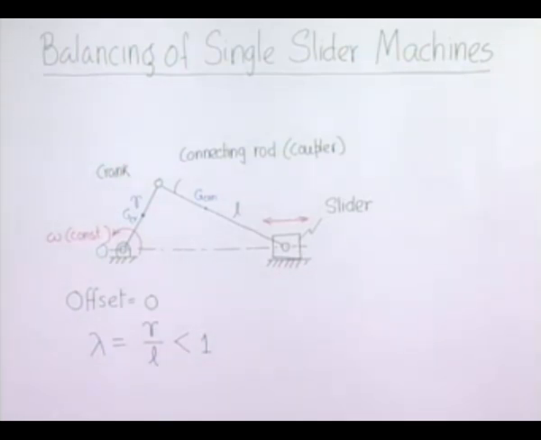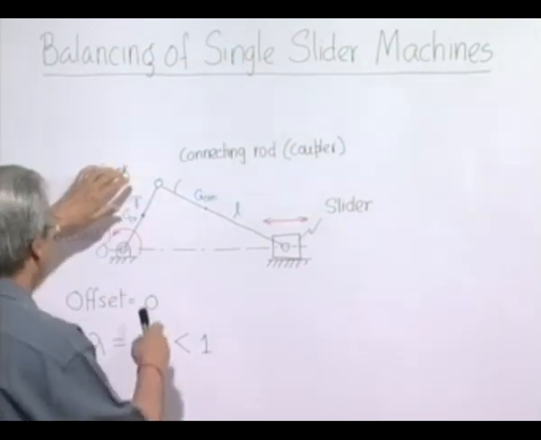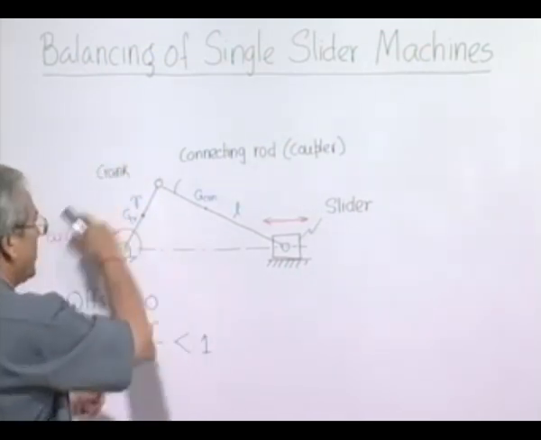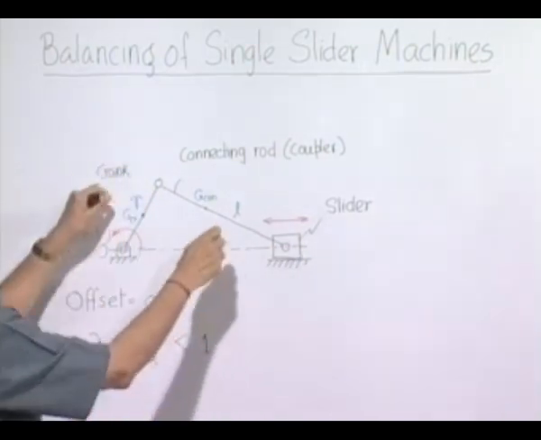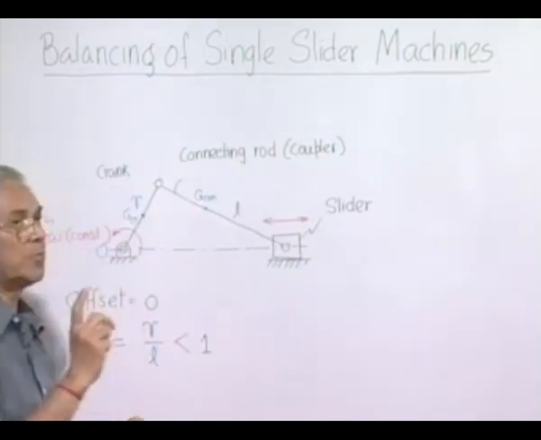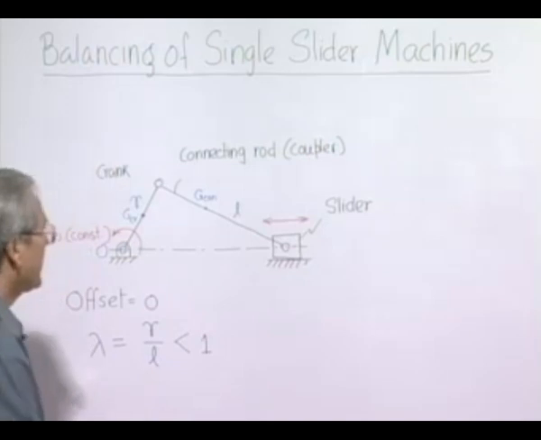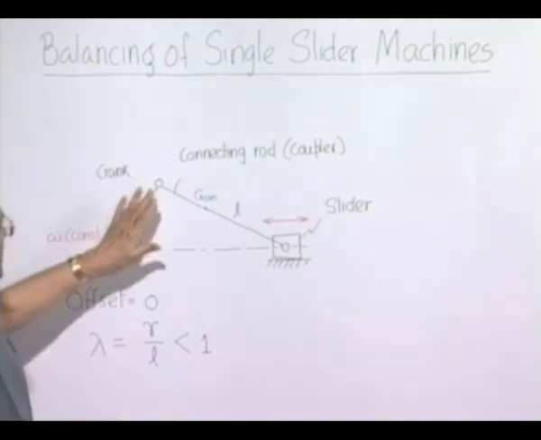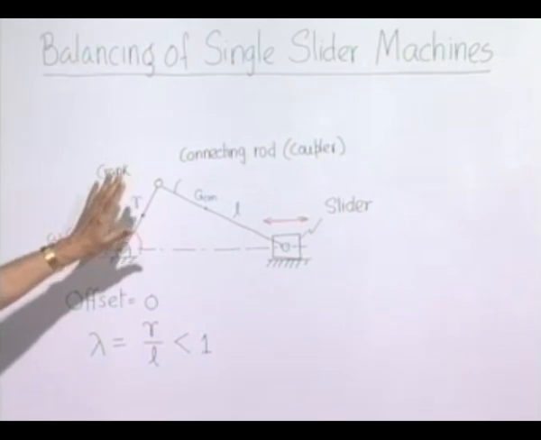So, we have seen that the crank is a purely rotating body, the slider is a purely translating body, and the connecting rod is executing both rotation and translation. What will be the nature of unbalanced forces? Now, since there are 3 bodies, let us examine the problem for these 3 bodies.